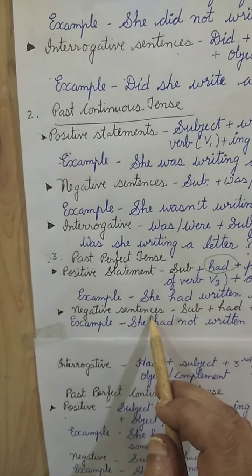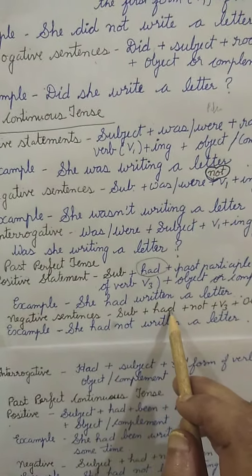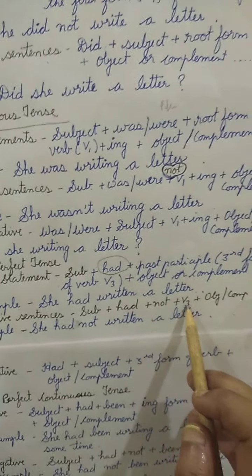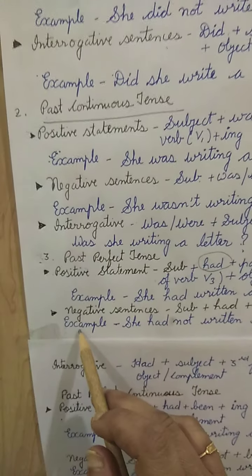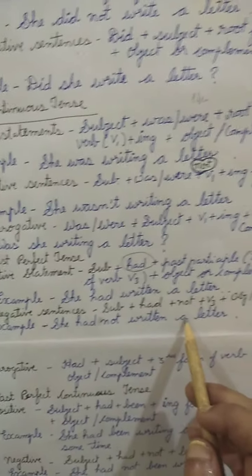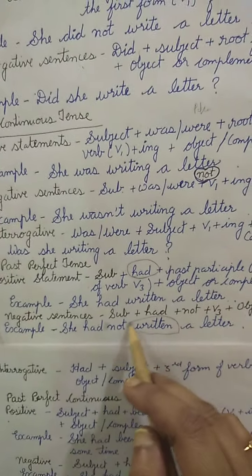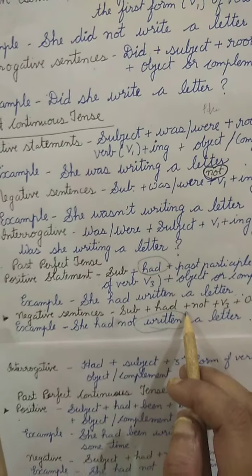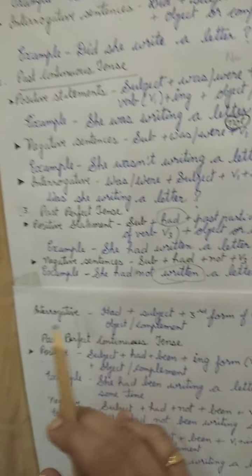Negative sentence, the construction is subject plus had plus not plus third form of verb plus object or complement. For example, she had not written a letter. The verb written is the third form of verb. With had, we write the third form of verb.